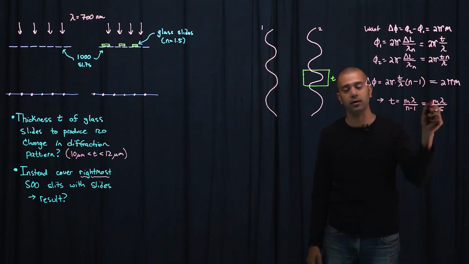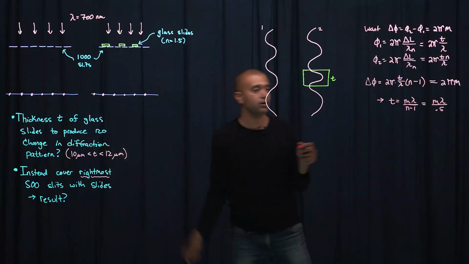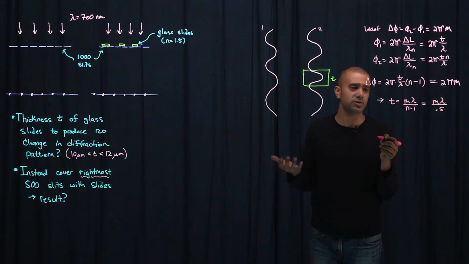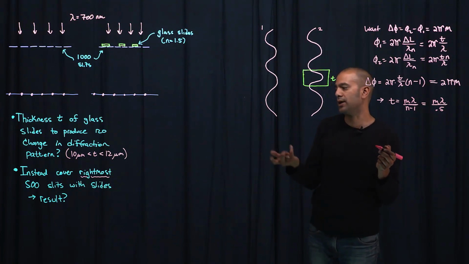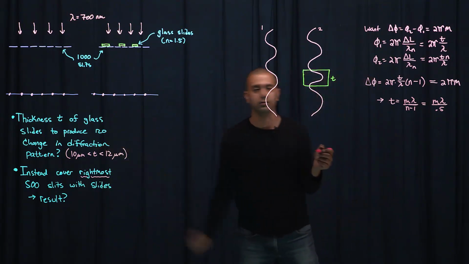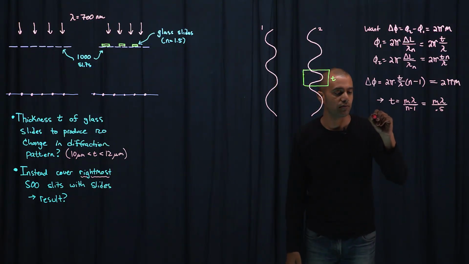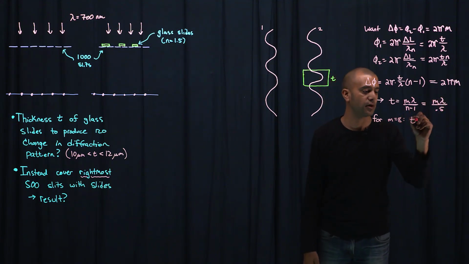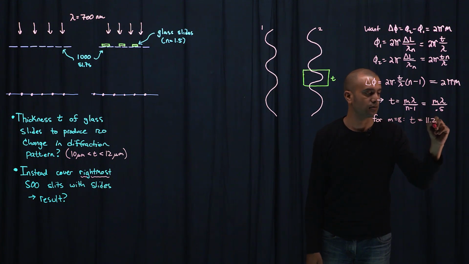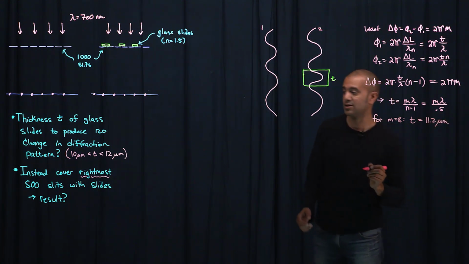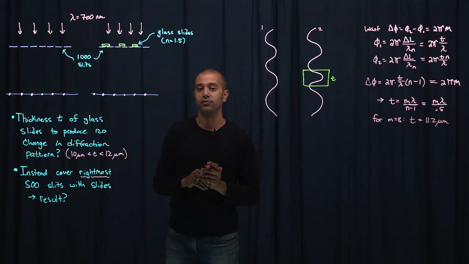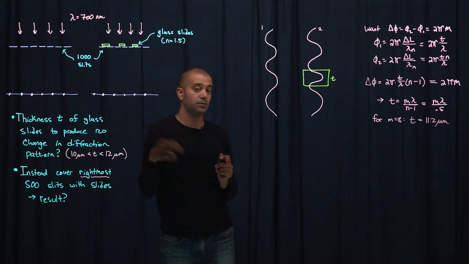So I just start plugging in integers, and I want to get a thickness between 10 and 12 microns. Again, I would just do it by guess and check, just try some integers. When you choose m equals 8, you get 11.2, which is right inside. So for m equals 8, you get that the thickness equals 8 times 700 divided by 0.5, which happens to be 11.2 microns. And that's the thickness that we have to choose somewhere between these guys to get an overall phase acquired of some multiple of 2 pi.